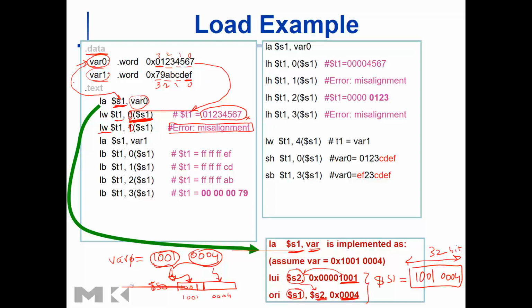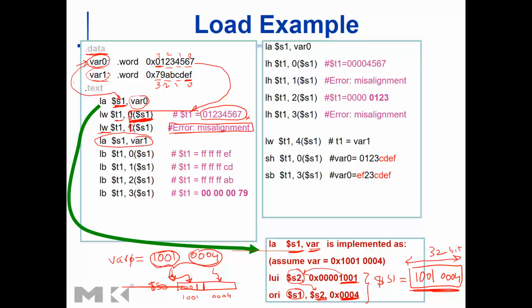Again, let's say, for example, the address of var0 is 10010004, which is this one here. If I add 1, it becomes 0005, which is not a word address. That's why I will get an error of misalignment. Now, how about if I load var1 into S1?